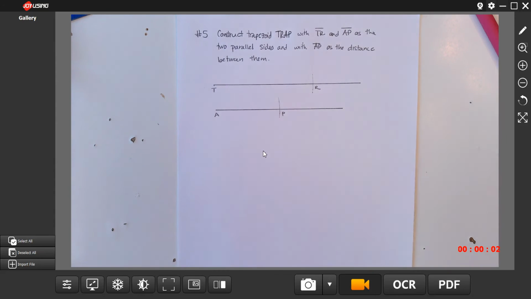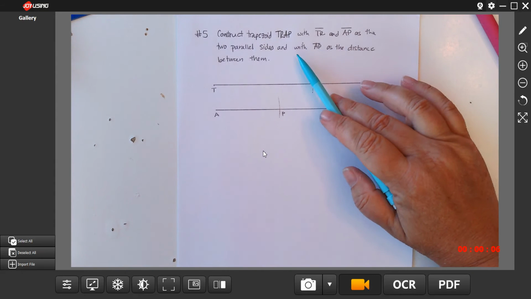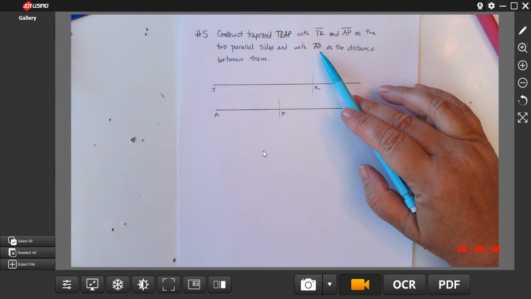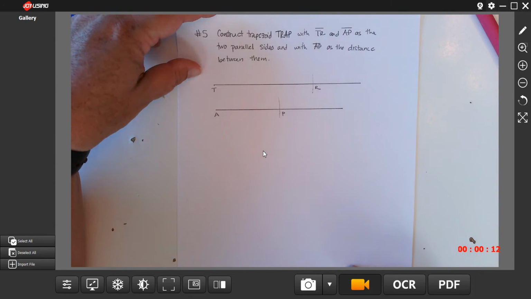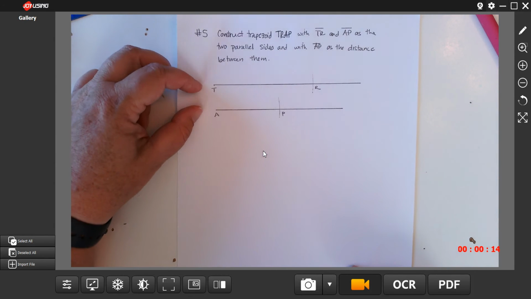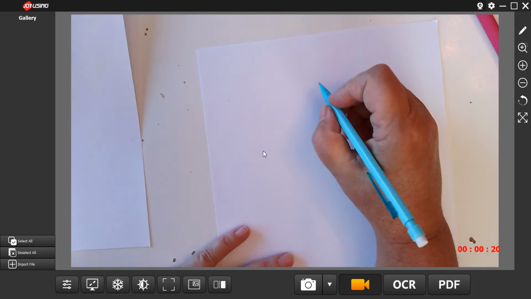Number 5 asks us to construct a trapezoid with TR and AP as the two parallel sides, and with AP the distance between the two parallel sides. So before we do that, I did copy the lengths of TR and AP on my paper, so I didn't have to go back and forth between the book. But let's review. Think about a trapezoid.